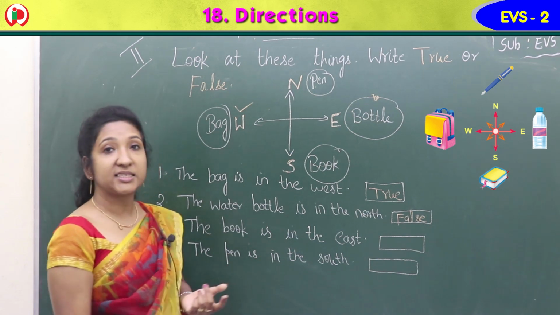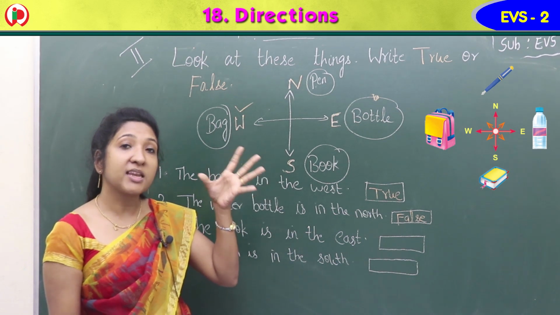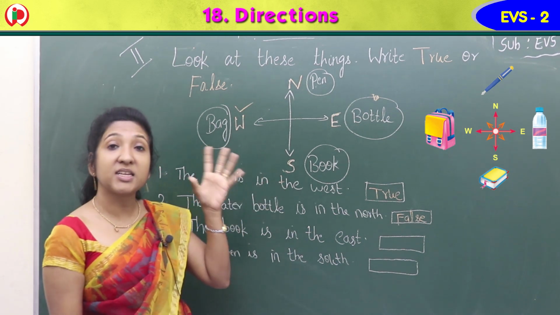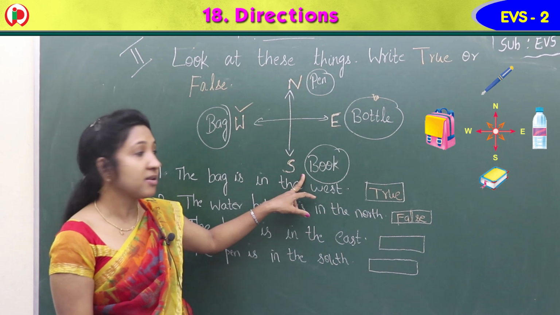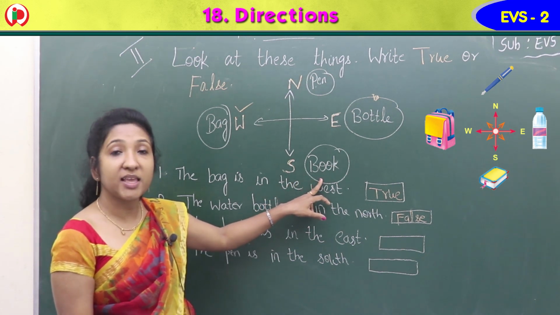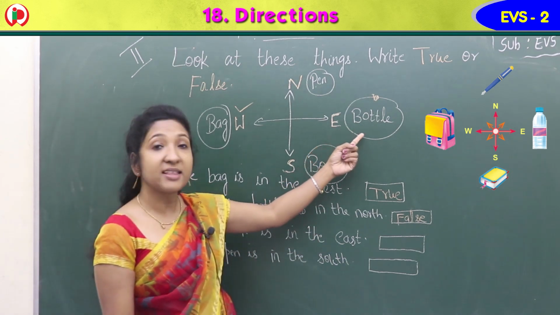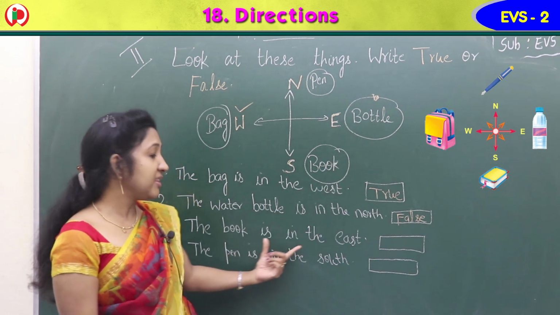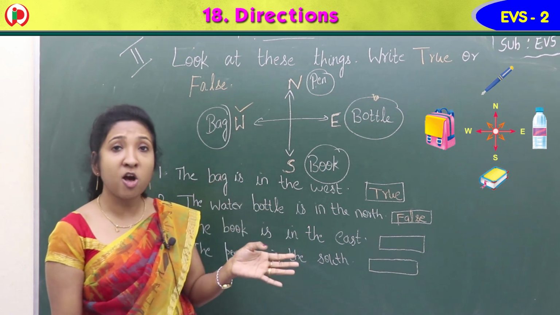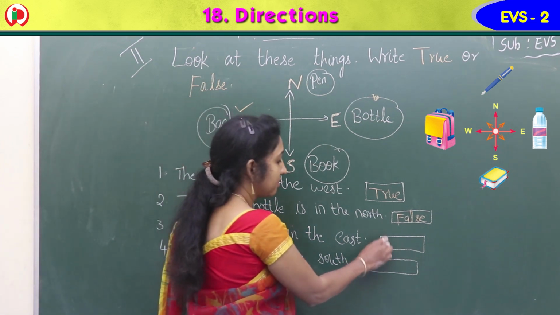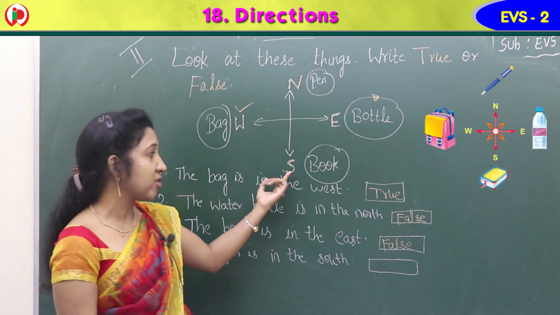Now coming to the third one. The book is in the east. Now see the image. See the direction and the image in each direction, and check where is the book. Book, where is it? South direction, isn't it? South direction they marked the image of the book. So here they are telling the book is in the east. In the east, we can see a bottle, not a book. So the book is in the east, is that true or false? It is wrong. So the answer is false. F-A-L-S-E, false. Because book is not in the east direction, it is in the south, right?